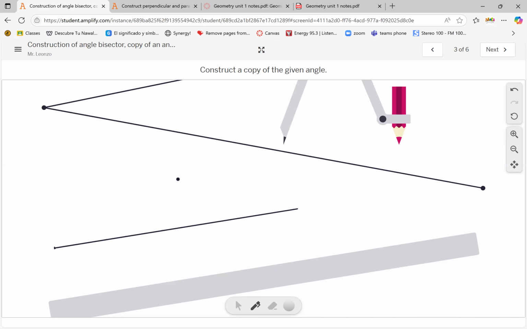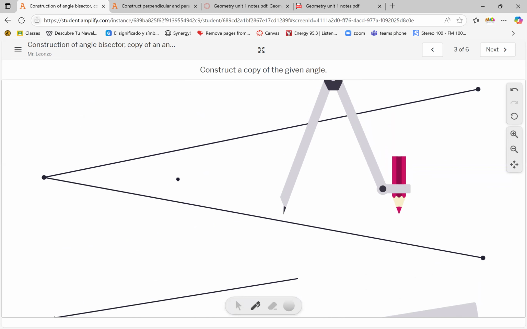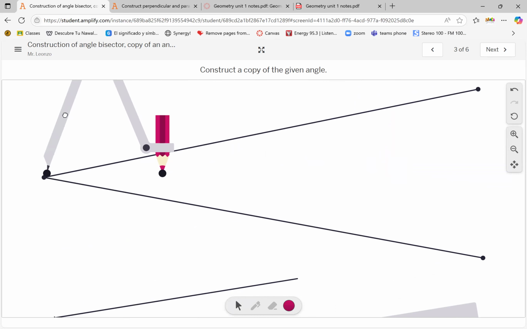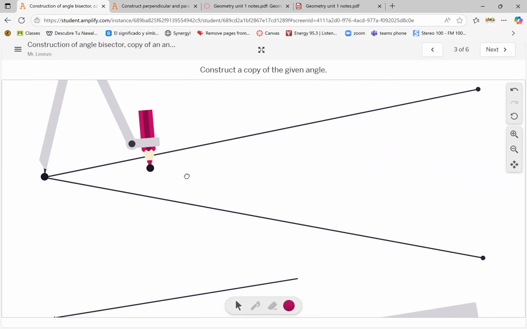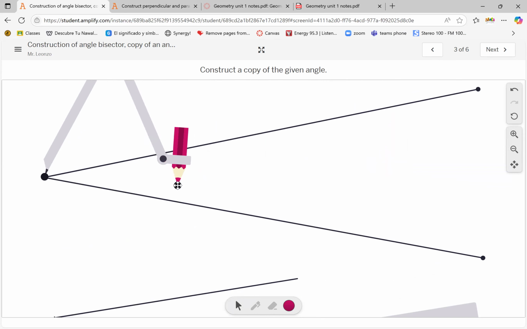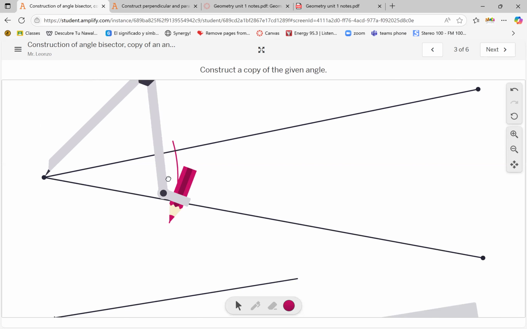Now, the next point, let me move this up. Let me click on Move Tool. I'm going to move my compass here to the vertex of the angle that I'm copying. How open is my compass? It doesn't matter. So I'm just going to open it there. The opening of the compass doesn't matter. Just make sure you draw an arc that crosses both sides.